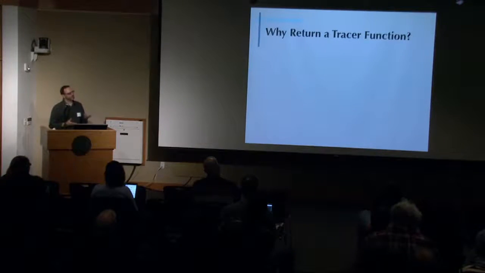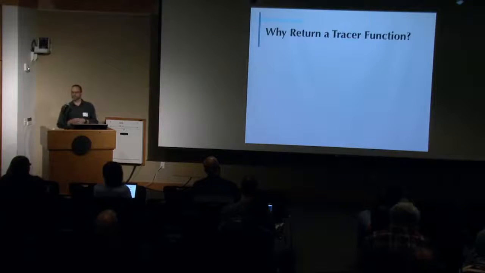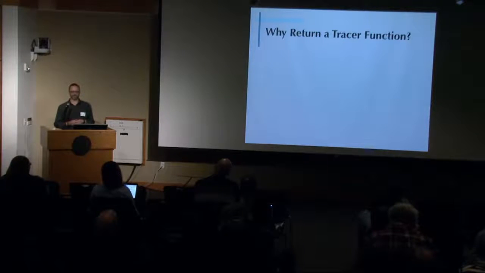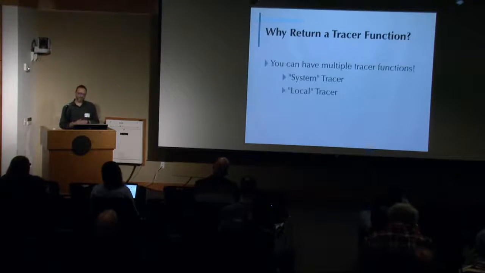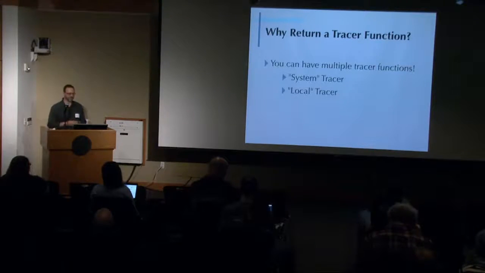So if you remember, the tracing function also returned a tracing function, and that might seem a little strange, right? If you have this tracing function that could run before every single line of code, why would you need to return another tracing function? The reason is because you can have multiple tracing functions, and sometimes that capability is important.